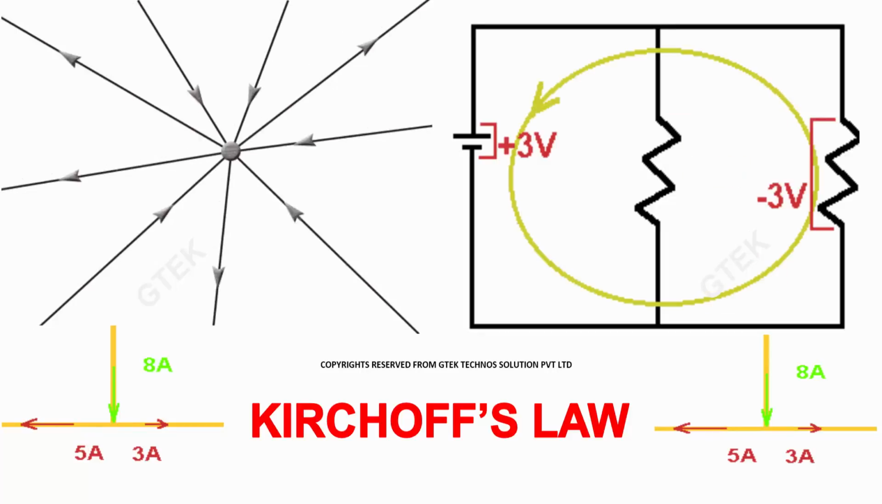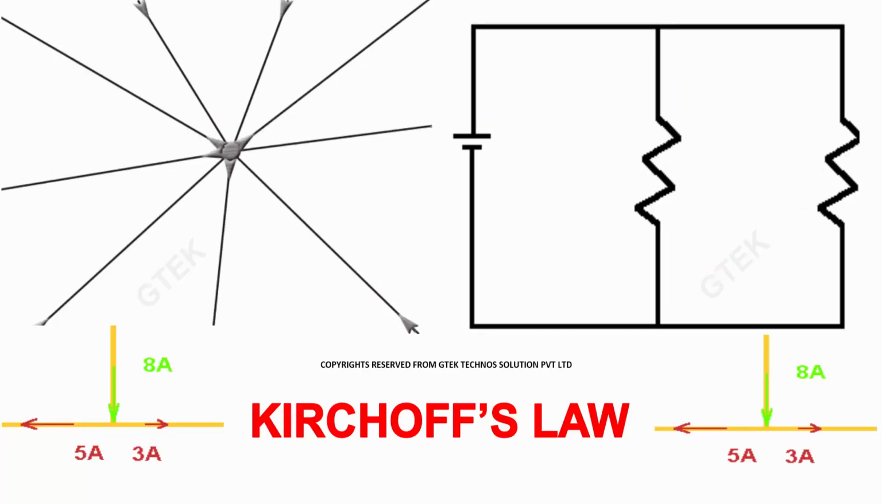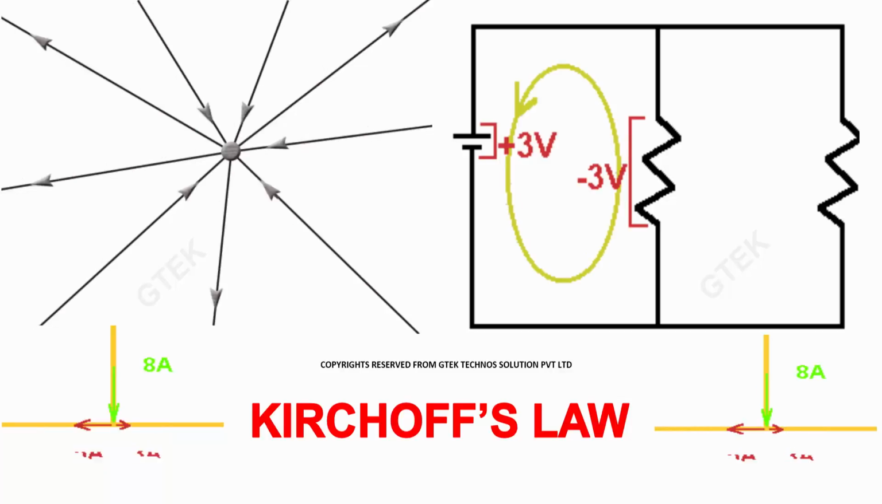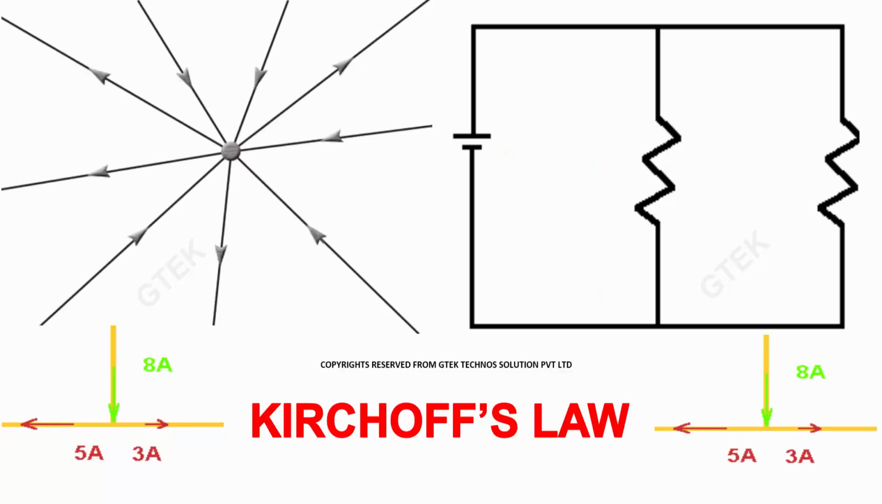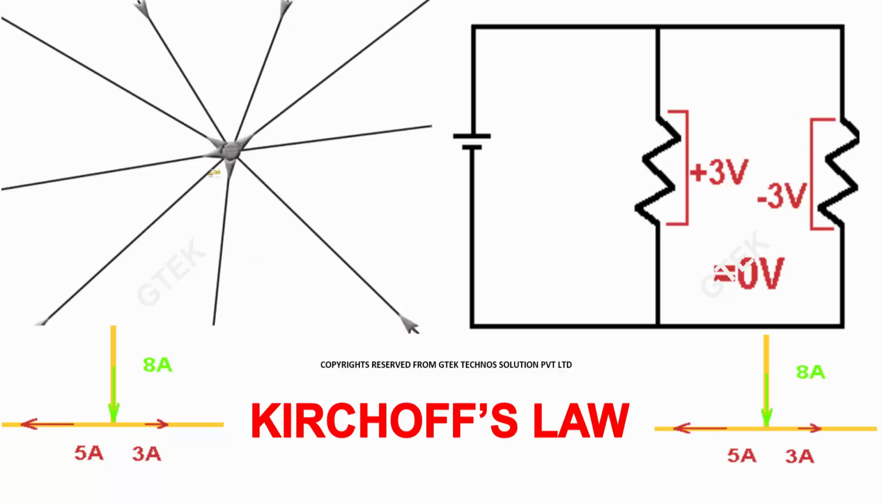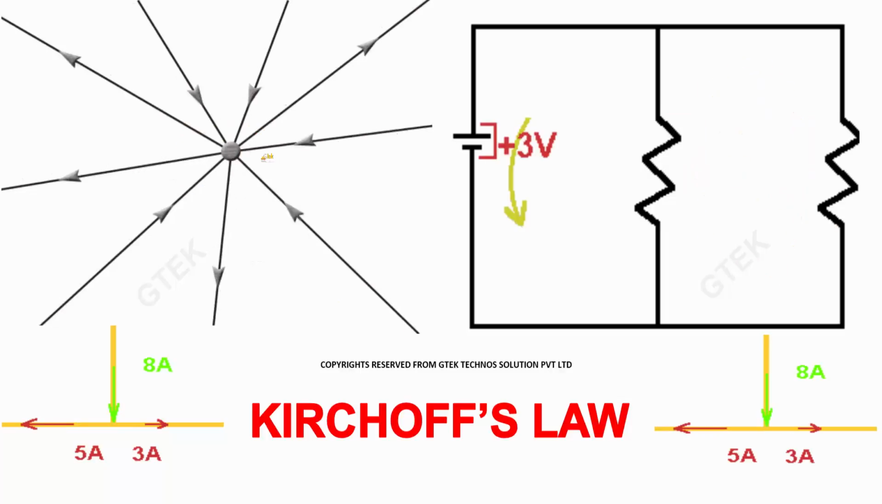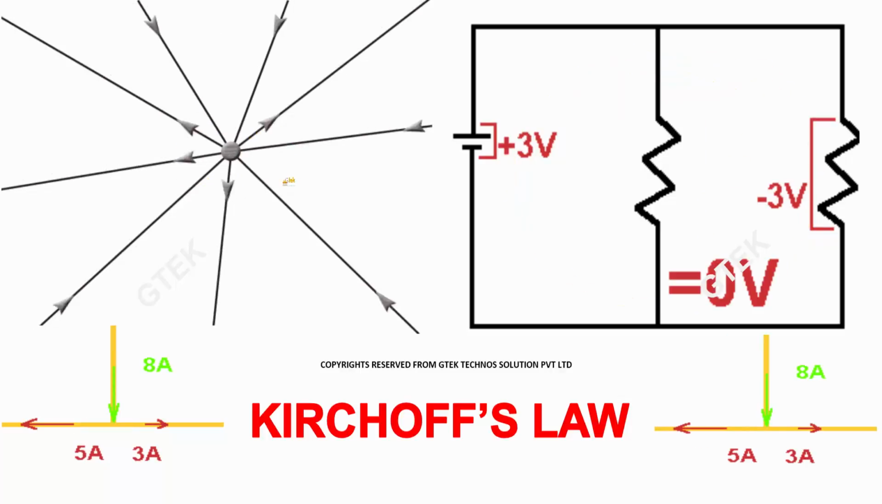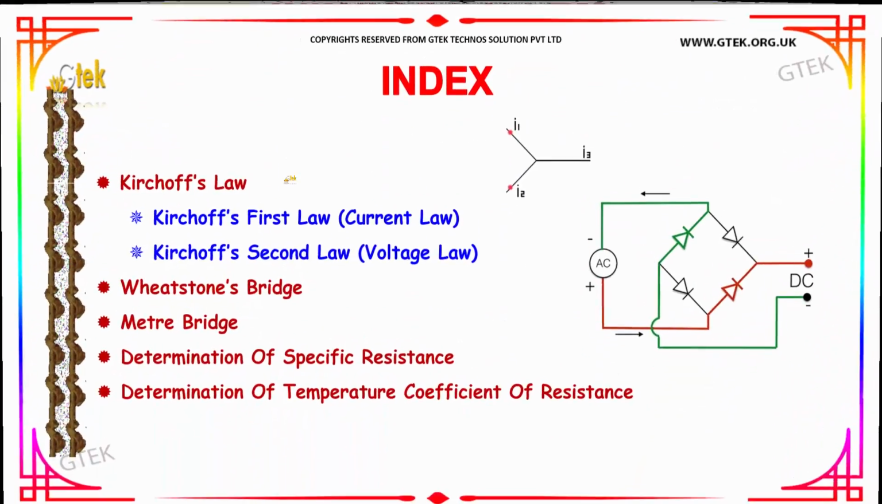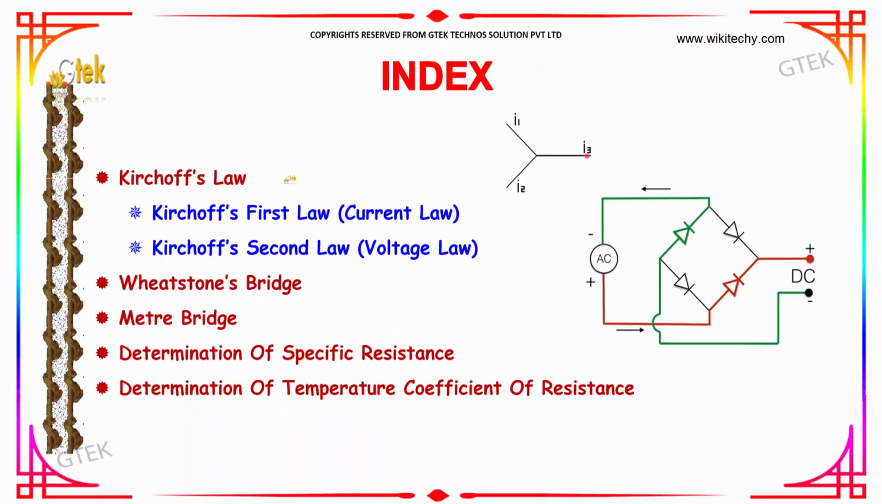We'll see on Kirchhoff's law. Kirchhoff's law is one of the most interesting laws which defines how the current is passed at a junction and what could be the value. So this is the index we are going to see now. That's Kirchhoff's law, the first law, second law, followed by the Wheatstone bridge, meter bridge, and determination of specific resistance and determination of temperature coefficient of resistance.